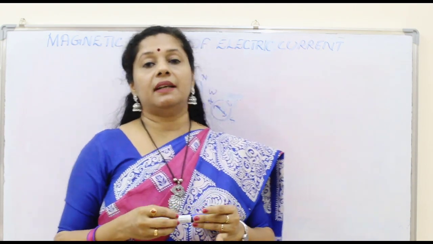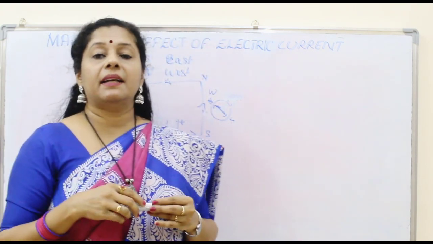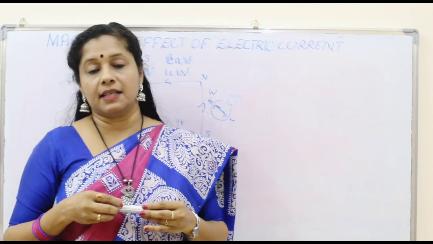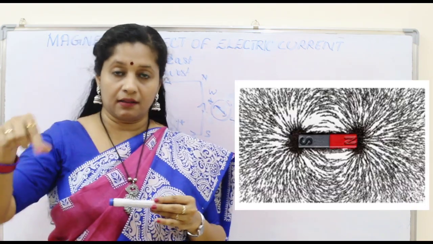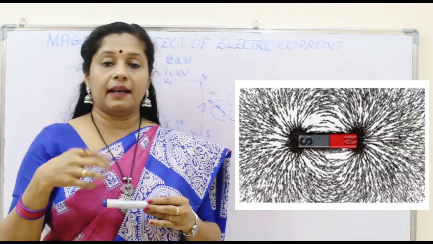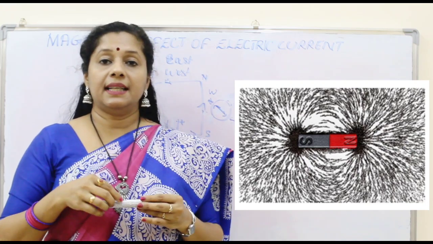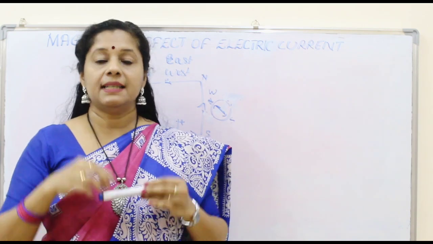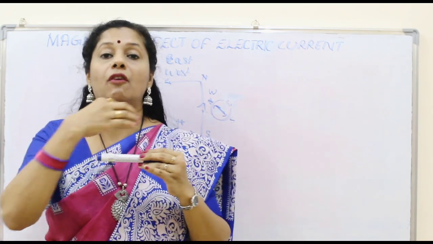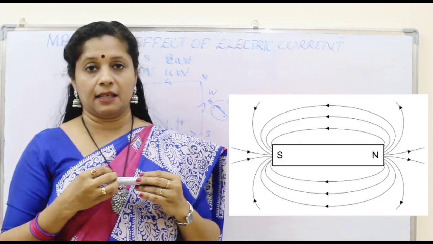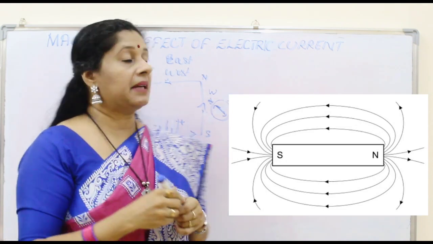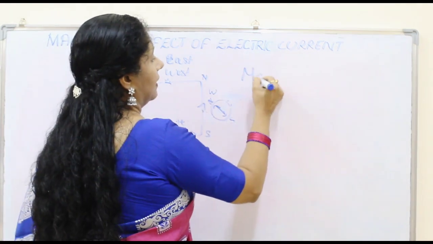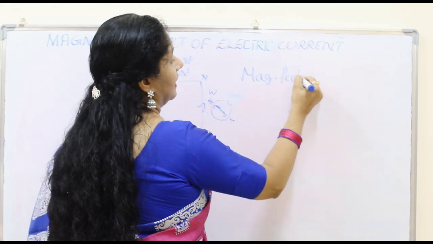We have tried to map the magnetic field using iron filings. If you keep a bar magnet on a white paper and dust some iron filings on it, you can see that they arrange in the form of circles. So from that we understand that this magnetic field is in the form of concentric circles. So we can call them magnetic field lines.